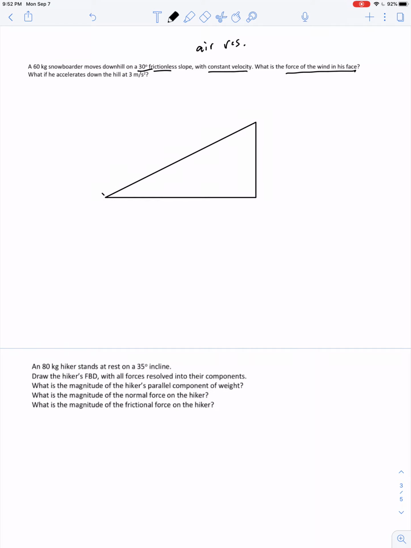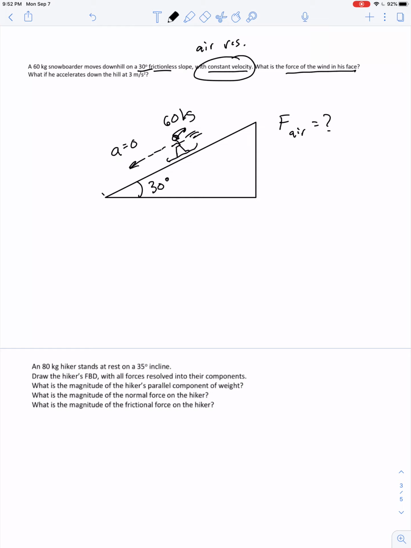Okay, there's our incline. Here's our snowboarder. The angle's 30 degrees. The mass is 60 kilograms. And they're traveling down the hill with 0 acceleration, or in other words, constant velocity. What's the force of air resistance?